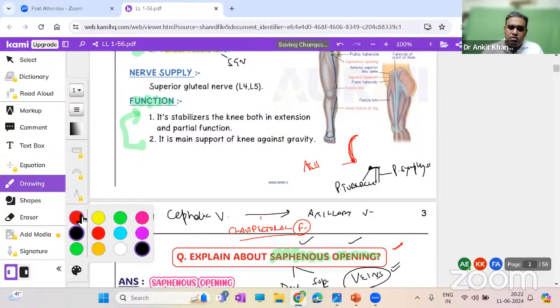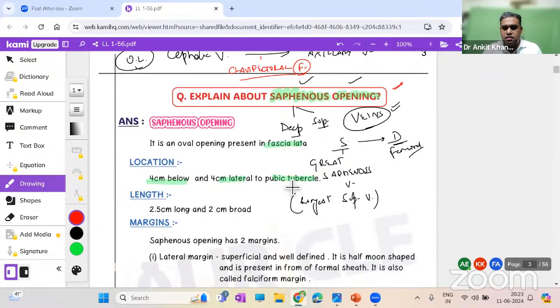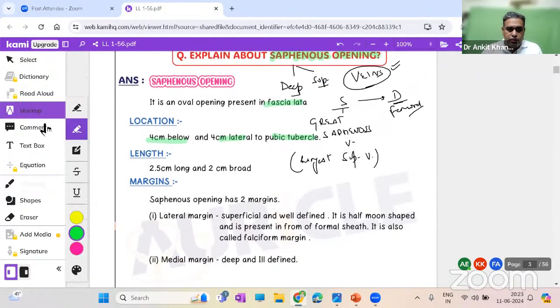So now the location of the saphenous opening is 4 centimeters below and lateral to the pubic tubercle. So the saphenous opening will be somewhat over here. This will be the location, 4 centimeters below and lateral to the pubic tubercle. And you can actually palpate the pubic tubercle, so you can roughly reach the point of the saphenous opening. Practically, understand where we can reach it. So somehow you reached the location of the saphenous opening. The length of the opening is around 2 to 2.5 centimeters.